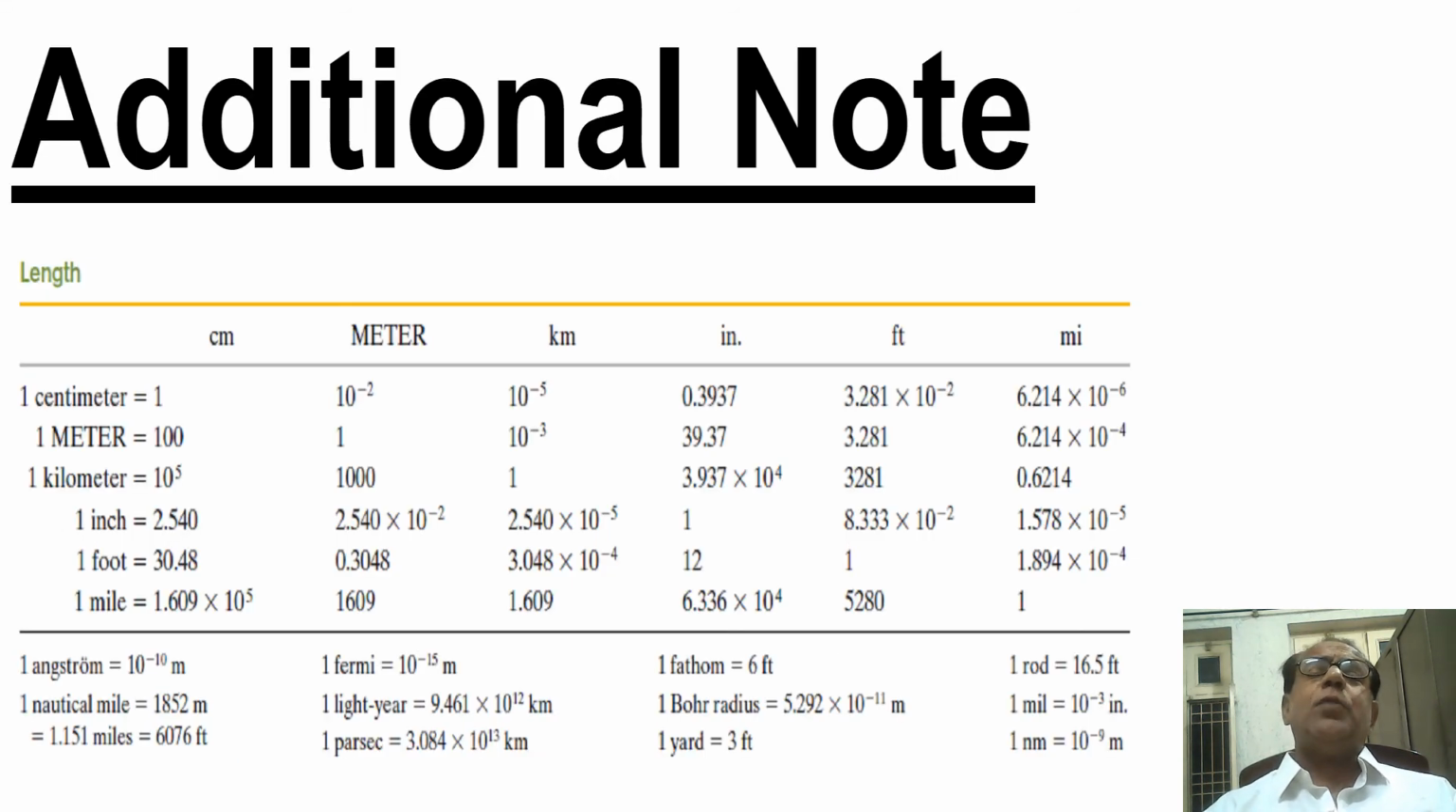Additional note regarding length. Here in the lower portion it is written 1 angstrom is equal to 10 raised to the power of minus 10 meter, and many more conversion factors are also given. I think we should not waste our time. It is just for your guidance, help, and assistance.